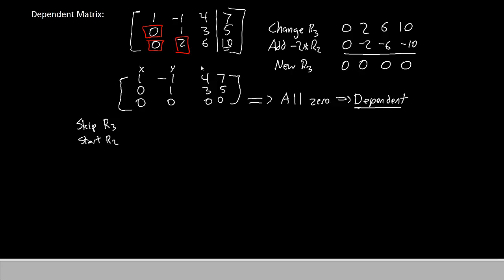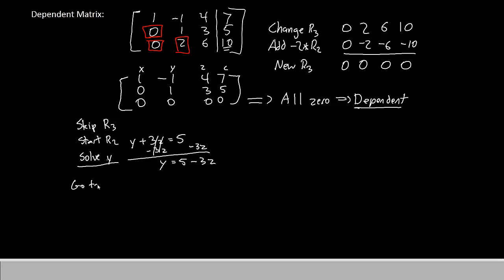Recall that we have x, y, z, and constants here on the top. Row 2 says 1y plus 3z equals 5. Now we are only going to worry about solving for y. We're just going to leave z as the letter z, and we'll subtract 3z from both sides. We'll cancel out 3z, and so y equals 5 minus 3z.